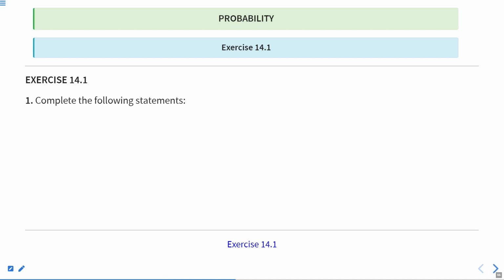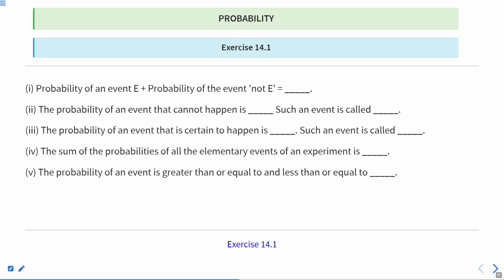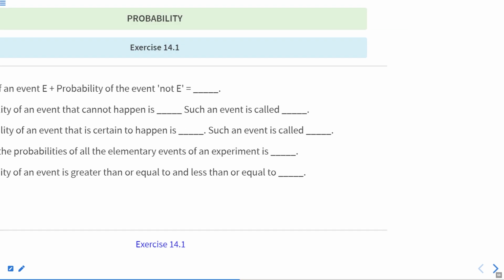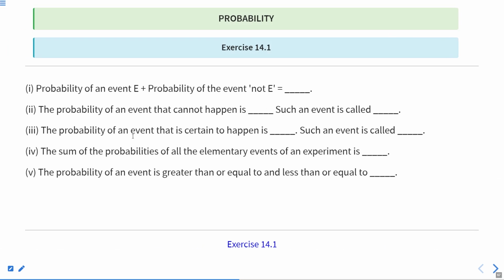Okay. So in the first question, we have to complete the following statements. We are given some statements and we need to fill in the blanks. In the first one, we have: probability of an event E plus probability of the event not E is equal to what? Students, we have studied in our previous lecture that probability of E plus probability of not E equals 1. So probability of E plus probability of the event not E is equal to 1.